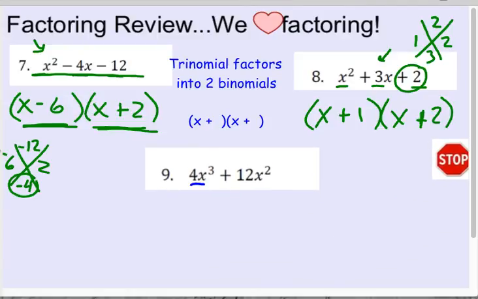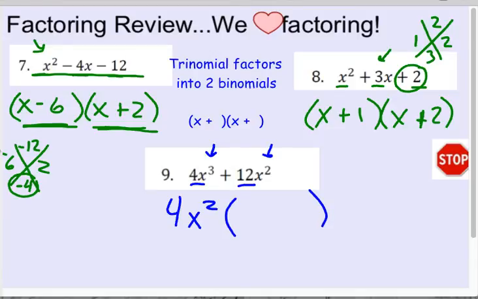Look at your terms. There's only 2 terms here, so it's not a general trinomial. But you always see if you can factor a common factor out of both of them. 4 and 12, I can take out a 4, first of all. X cubed, x squared. The smallest power is 2, so I can at least take an x squared out of both of them.